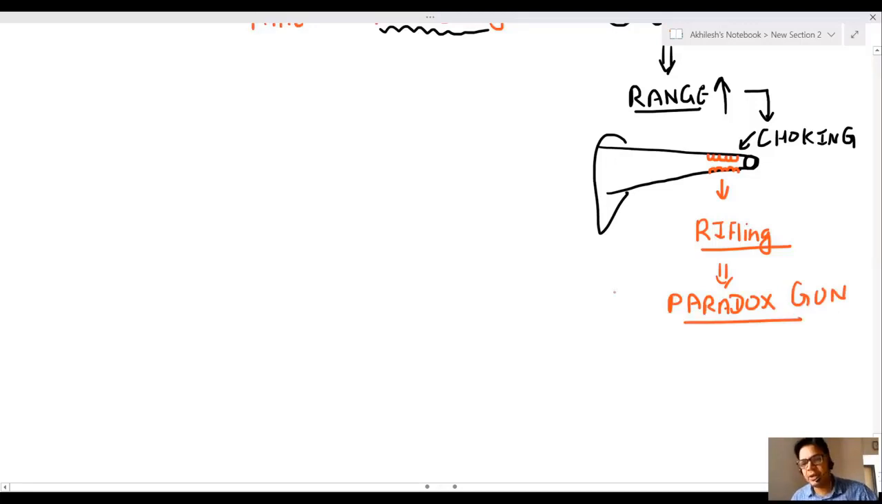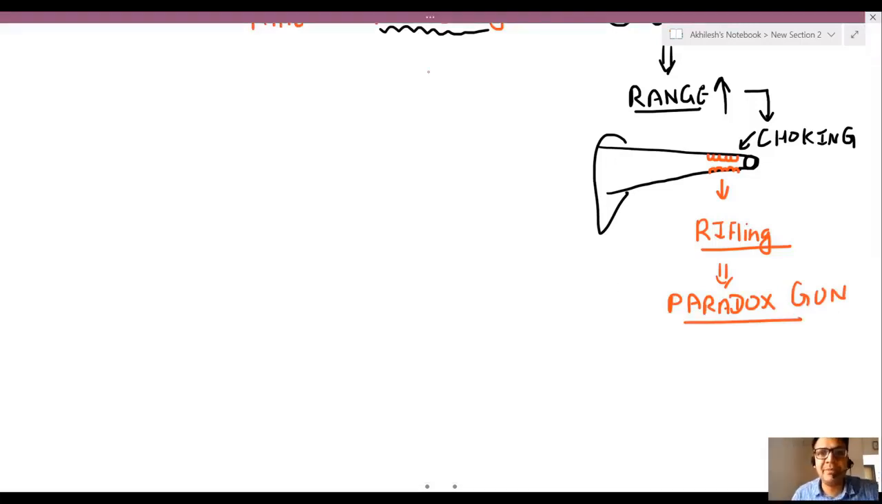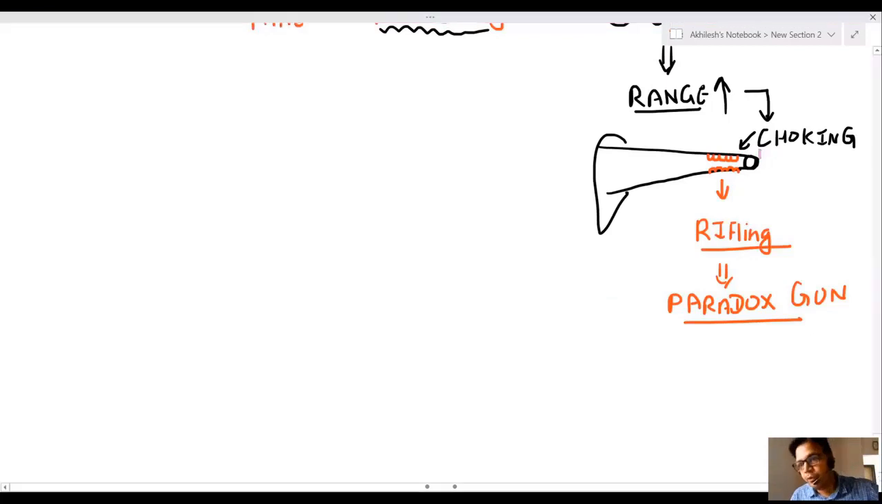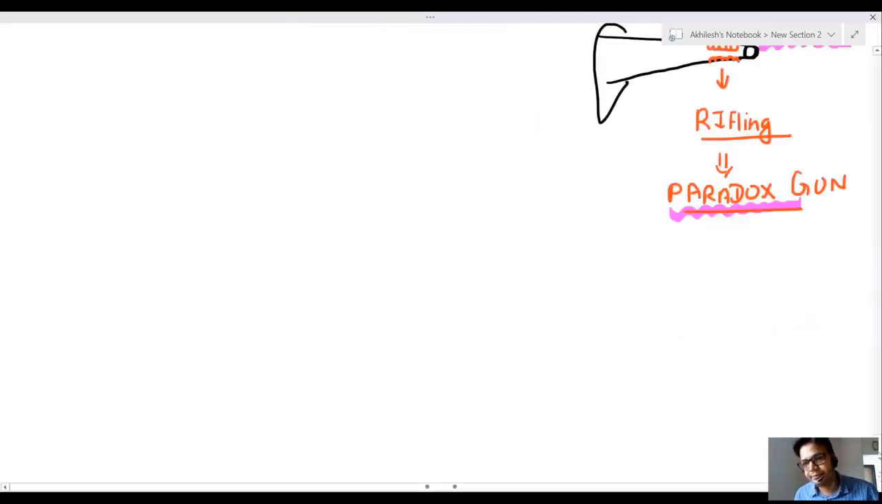These are two mechanisms. What are the two mechanisms by which we can increase the range? First is choking, second is paradox gun. What is the meaning of choking? Terminal end is constricted; this phenomenon is known as choking. And what is paradox gun? Terminal end is rifled. Rifled means land and groove are provided there. By these two mechanisms we can increase the range of shotgun.